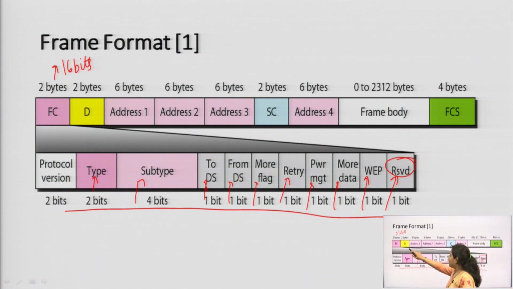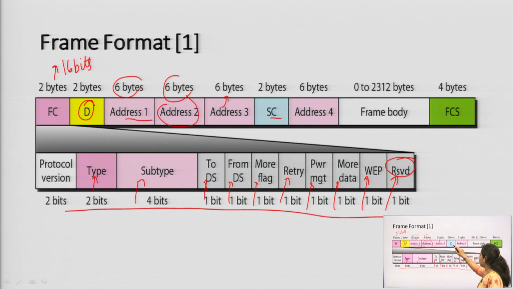Now, next is the data, that is the actual data you want to transmit, which is of 2 bytes. This is address 1, which is of 6 bytes, again address 2 of 6 bytes, and address 3 of 6 bytes. There are 2 bytes of data for SC, and address 4, which is of 6 bytes. Then 0 to 2312 bytes are used for the frame body.